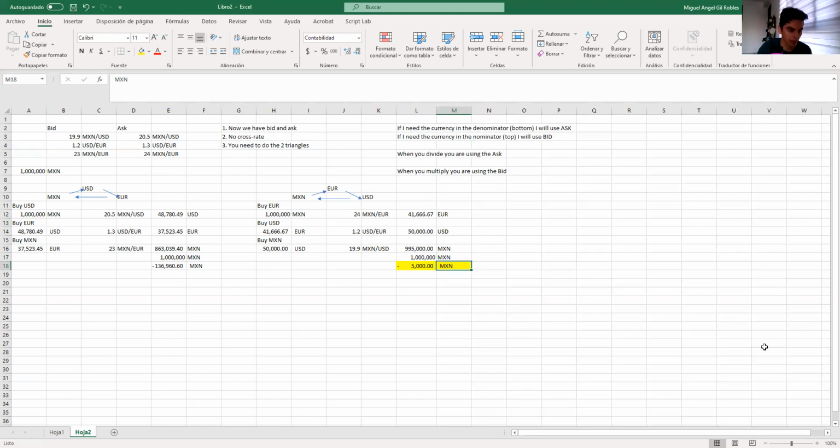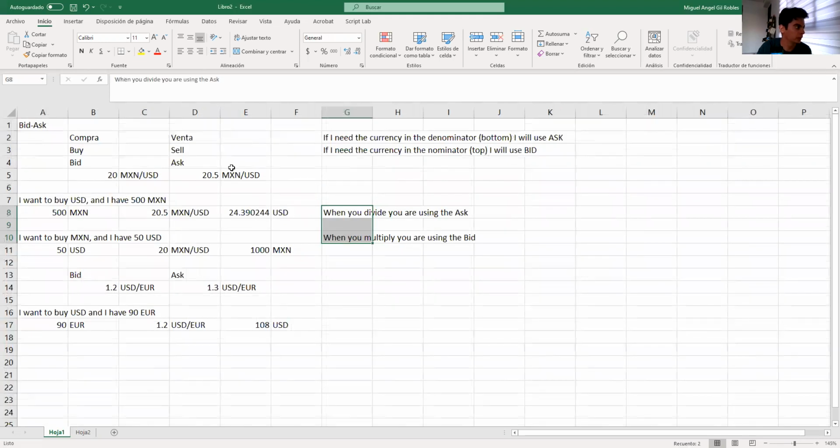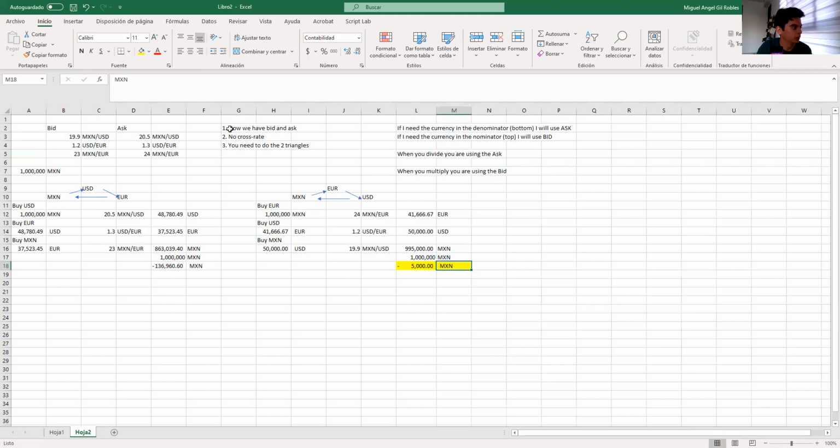This is a new topic. I hope that you understand this thing with bid and ask. That's basically the new thing, and follow these rules. Now we have bid and ask, so be careful with that. No cross rate, but you need to do the two triangles. Okay, so that's everything.